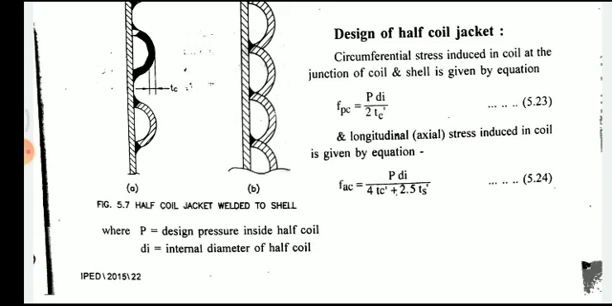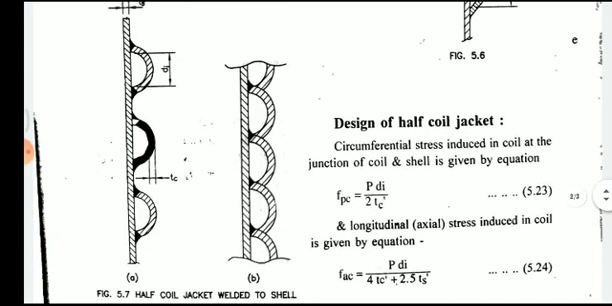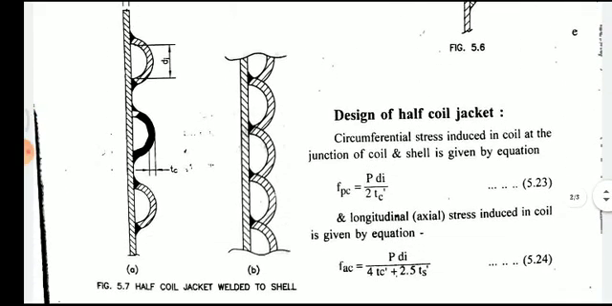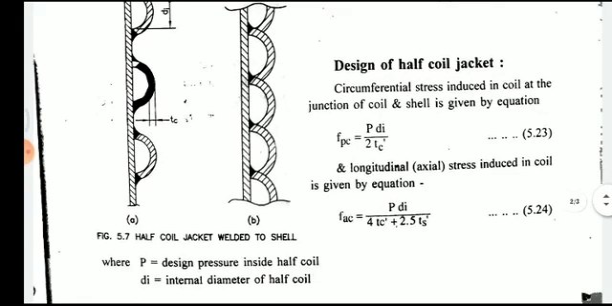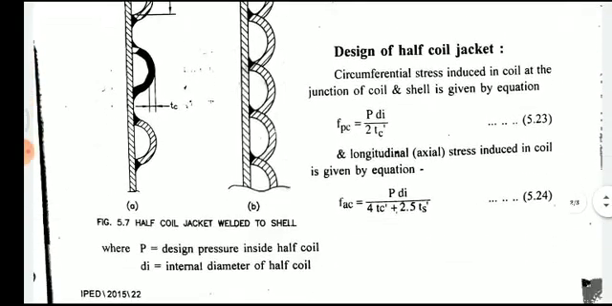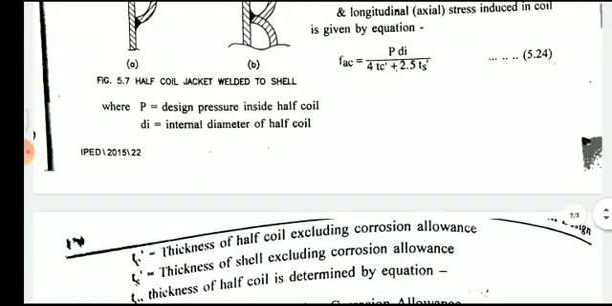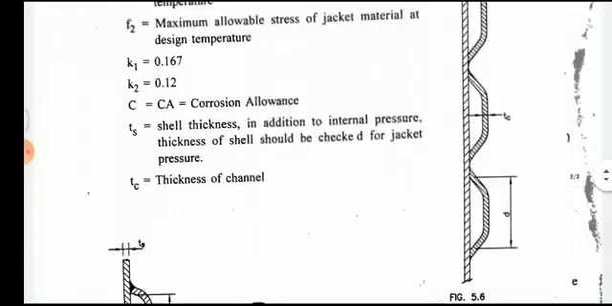So the circumferential stress induced in the coil at the junction of the coil and the shell is given by the equation fpc = PDi/2tc', and the longitudinal axial stress induced in the coil is given by fse = PDi/(4tc' + 2.5ts'). Here P is the internal design pressure inside the half coil, Di is the internal diameter of the half coil, tc is the channel thickness, and ts is the shell thickness.